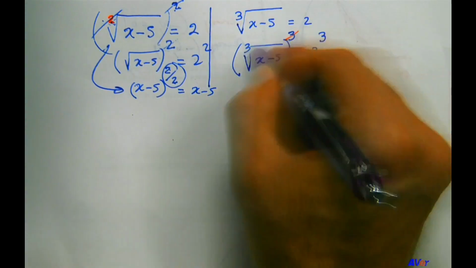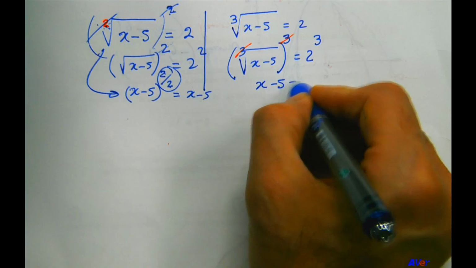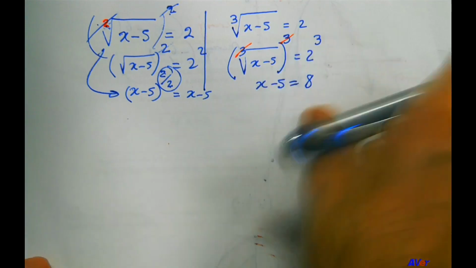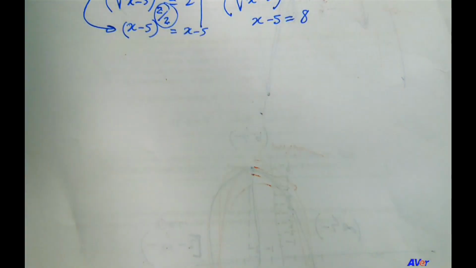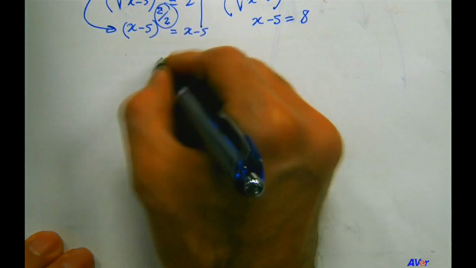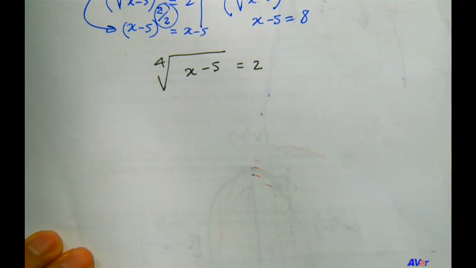So because of that, on the left we end up with x minus 5. On the right we end up with 8. So what about if we had the fourth root of x minus 5 equals 2? Now what do we do?